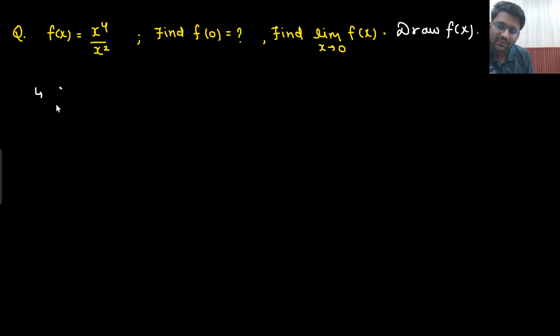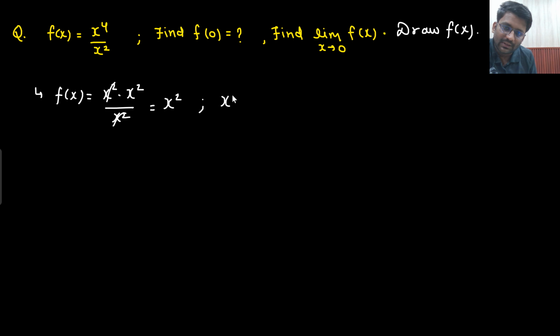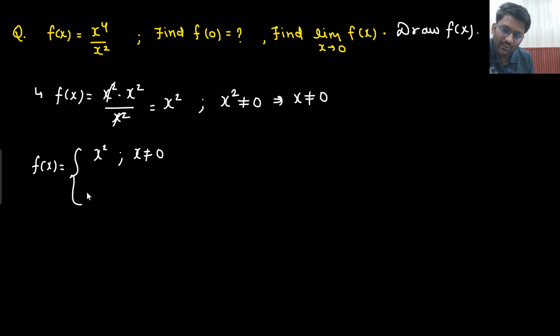Someone will say, sir, f(x) could be written as x square multiplied with x square divided by x square. So, sir, x square gets cancelled out, it is x square only. But when you cancel it out, x square cannot be 0. What does that mean? x cannot be 0. So how is the definition of f(x) written? Sir, f(x) is equal to x square if x is not equal to 0, and it is undefined if x equals 0.